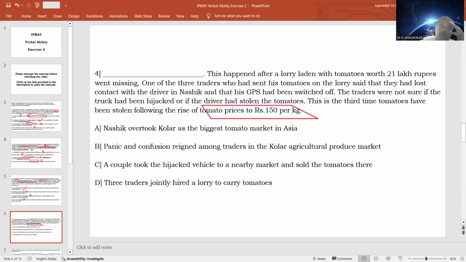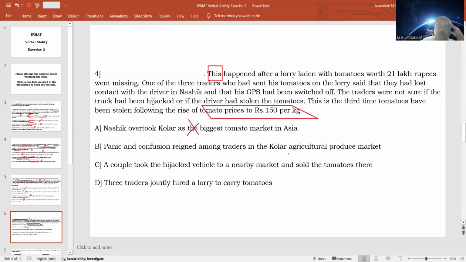Now you have to find out what is the first sentence. The first sentence should be talking about the incident itself, because in the next sentence, the first word is "this happened". So something happened after a lorry laden with tomatoes worth 21 lakh rupees was found missing. Option A, Nashik or Kolar as the biggest tomato market? No, this is wrong. That has got nothing to do with the missing of a lorry.